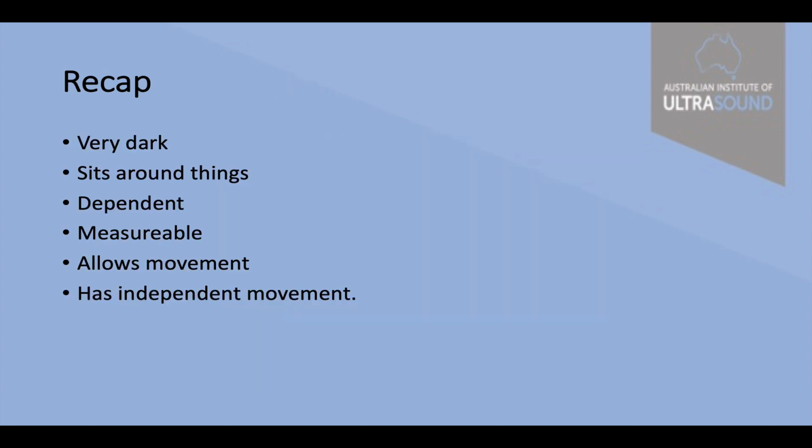So, let's go back over what we think of fluid. It's usually very dark. It usually sits around things if it's free fluid or within things if it's bounded. It obeys gravity, so it will sink to the lowest part. It is to a degree measurable. It should allow movement within it, so things that move or deform your fluid space are able to do so easily. But also if there are particles or bubbles floating around within it, they can float freely.